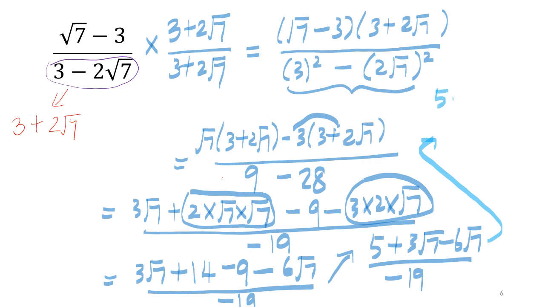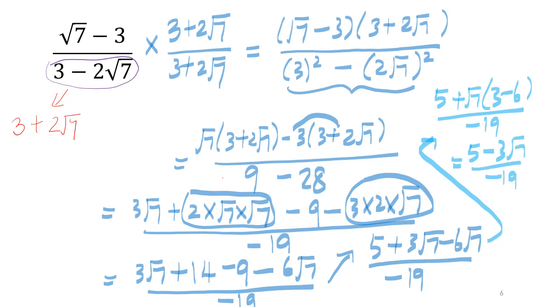And here we can factorize the square root 7. That gives us 3 minus 6 over negative 19. So that will give us 5, and 3 minus 6 is negative 3. So 5 minus 3 square root 7 over negative 19. Okay, there's no more common factor. So for the final answer, we can just put the negative in the middle instead of at the denominator. Then 5 plus 3 square root 7 over 19. So this is how you rationalize the denominators of surds with their conjugate surds.